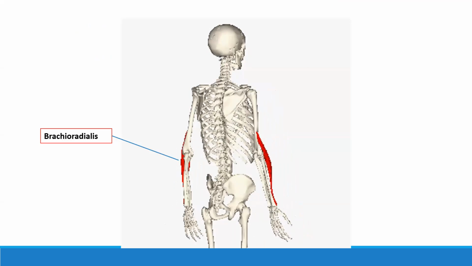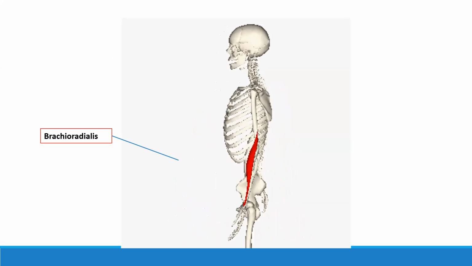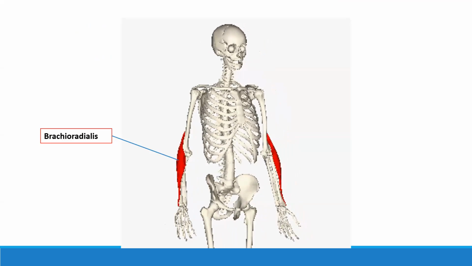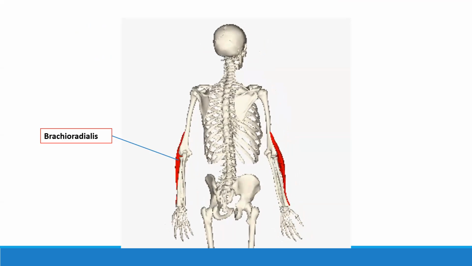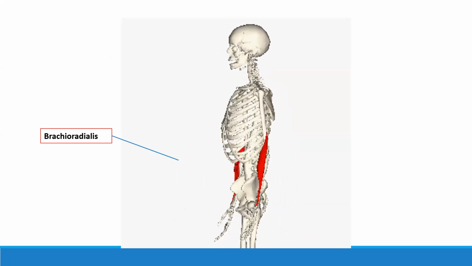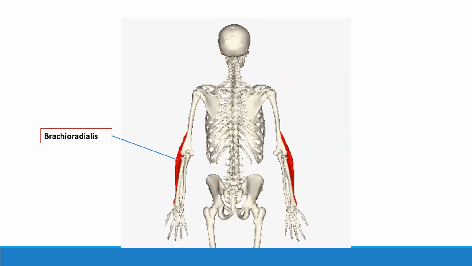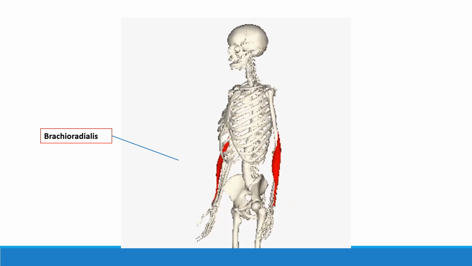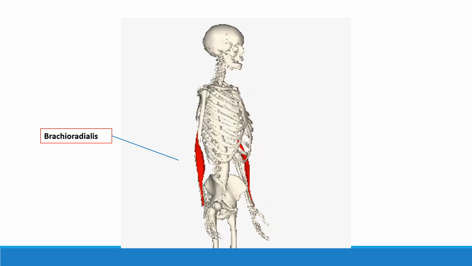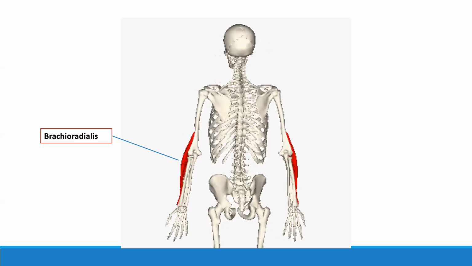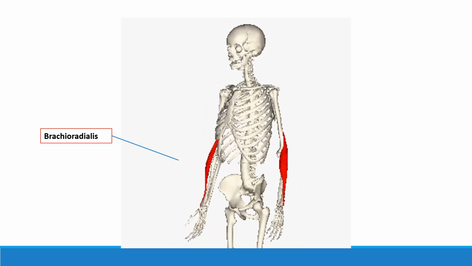There's the brachioradialis. Its origin is on the humerus, and it inserts at the distal end of the radius, and it causes the radius to rotate. Turning a doorknob, turning a key, turning a screwdriver, rotating the head of the radius around the capitulum.